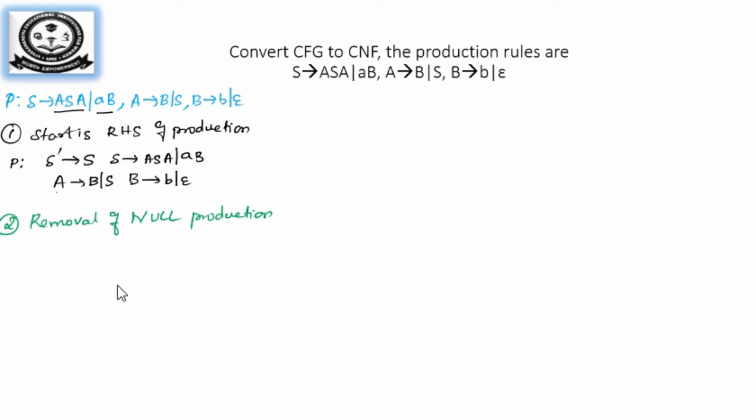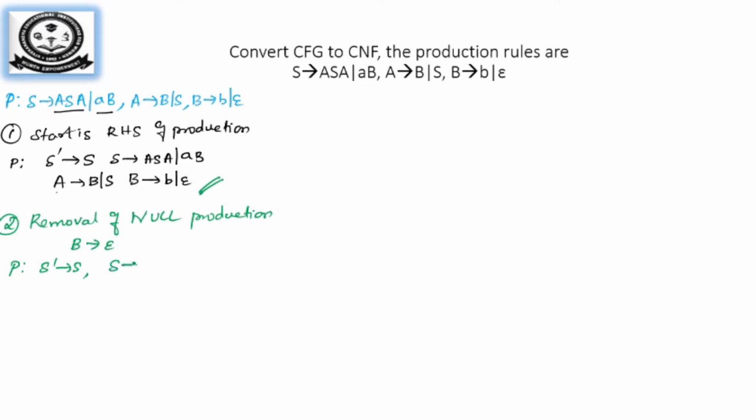The next step is to remove the null production. In this grammar you can see there is a null production, B tends to epsilon. Wherever B is there, you have to substitute epsilon and find out what other combinations we can have. So let us write the production rules. The first rule is S dash tends to S, there is nothing to change here.